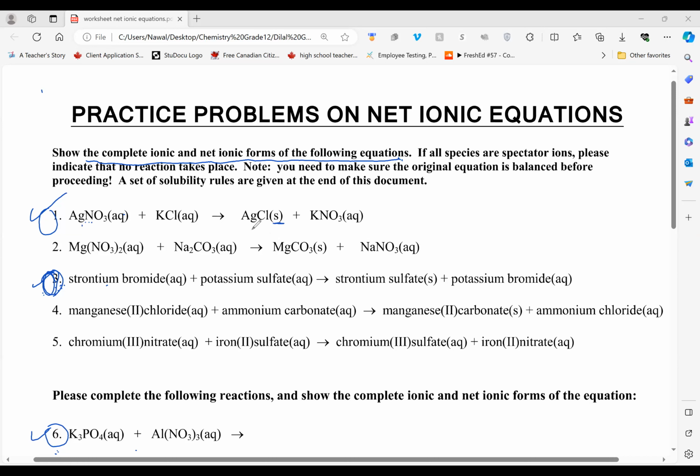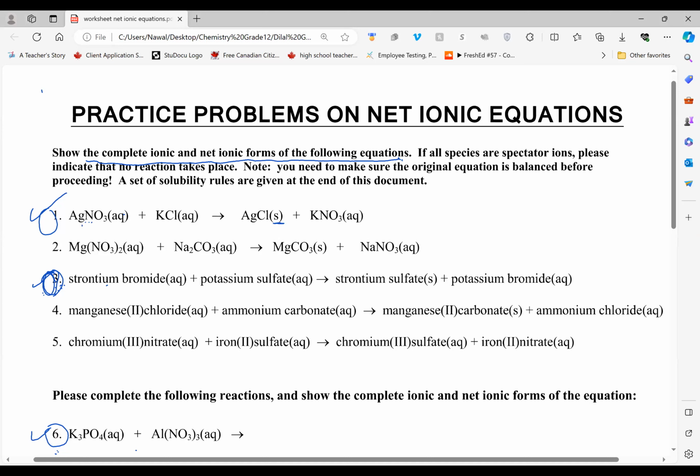Do you see that all chlorides are soluble except those that come with silver, with mercury, with lead? Do you know this or not? All chlorides are soluble. I will read it for you. Most chlorides are soluble except silver chloride, lead chloride, and also I want to tell you mercury.